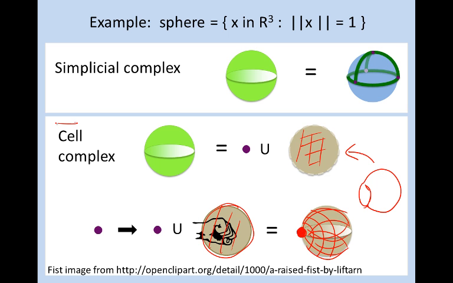Note first that this cell complex is obviously not a simplicial complex. So we're not allowed to crush an infinite number of points when doing simplicial complexes, but we can do that for cell complexes. However, a simplicial complex will be a cell complex.